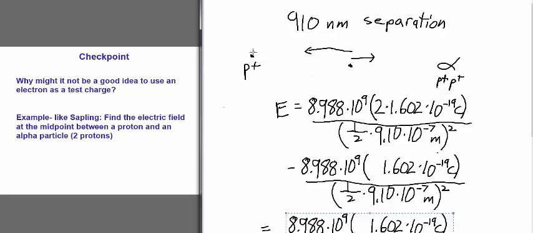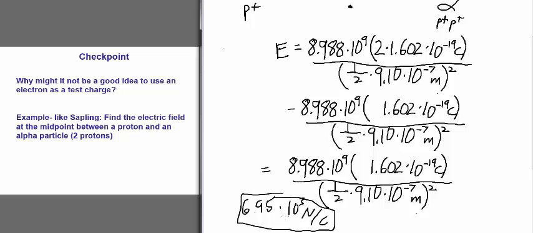So in effect, we can think of it as something happening like this. The proton is canceling out half of the field that the alpha particle makes. So the overall field, instead of being just that from the alpha particle, is exactly half of what it would have been if the proton hadn't been here. So that's what the actual overall field looks like. And when you run the numbers on your calculator, you should get a result like this: 6.95 times 10 to the third newtons per coulomb.